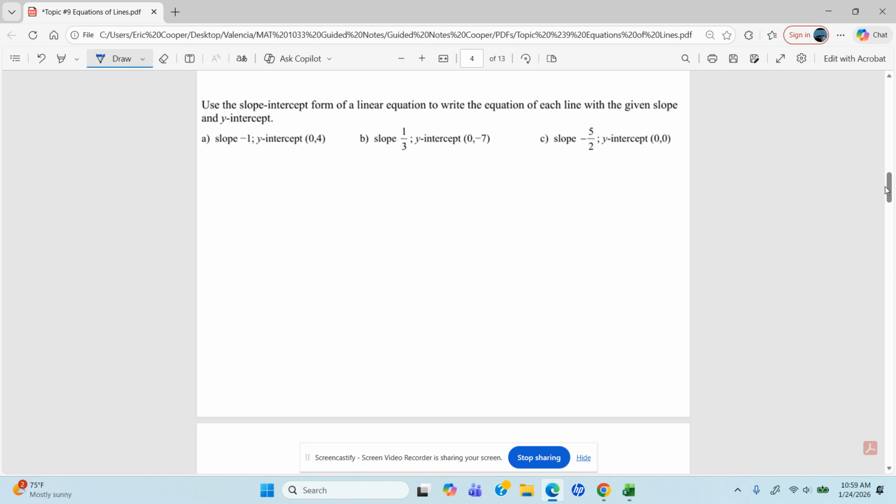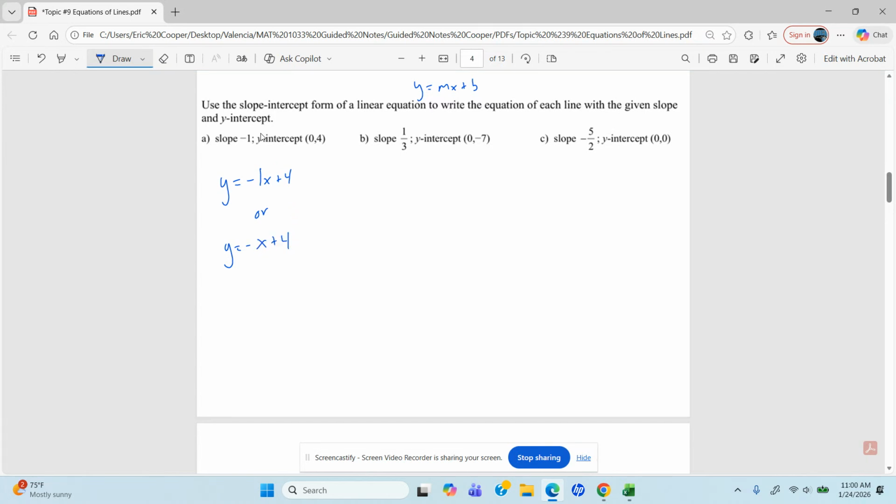Use the slope-intercept form of a linear equation to write the equation of a line with the given slope and y-intercept. So again, we want everything to end up y equals mx plus b, and we're going to plug in for m and b. Well, here they give us the values. So for example, for a slope of -1 and a y-intercept of (0, 4), our equation is y equals -1x plus 4, or we could just say y equals -x plus 4.